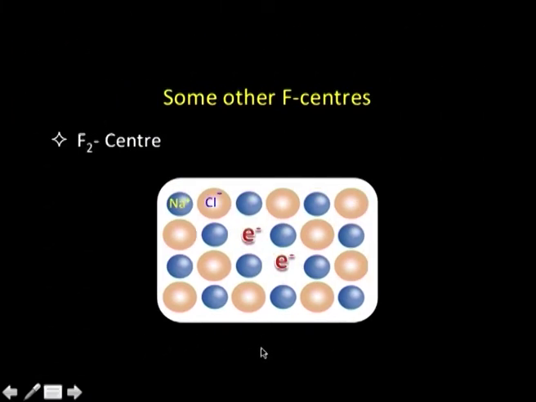The third possibility is F2 centers. This is again very interesting. It may so happen that two F centers come close to each other. In such a situation, the two electrons are trapped in neighboring anion vacancies, and this situation is referred to as an F2 center.